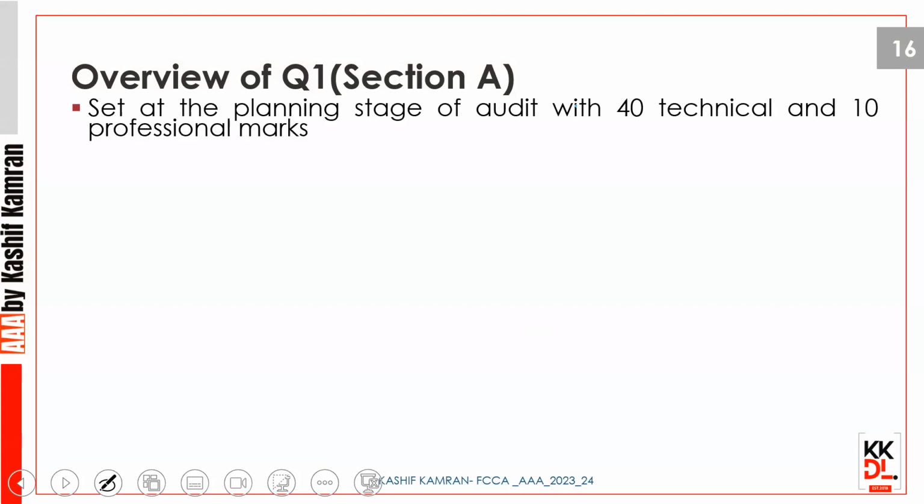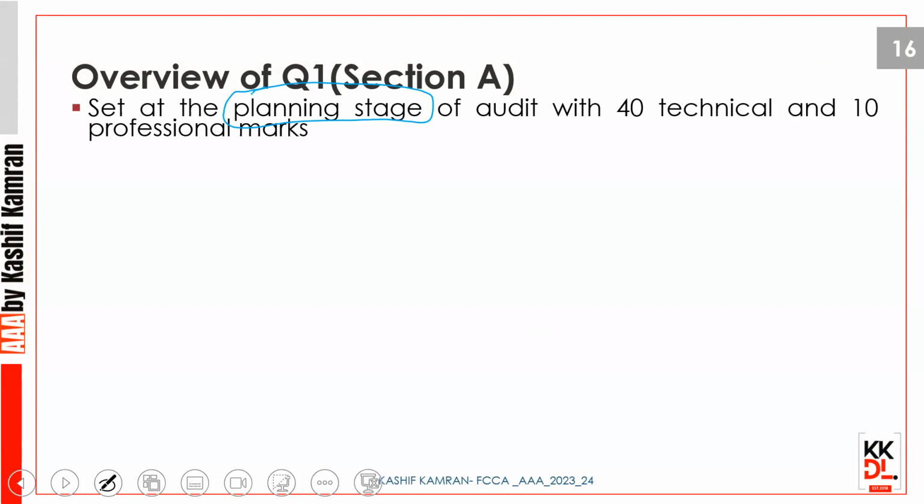Set at the planning stage of the audit with 40 technical and 10 professional marks. So the question number one is set at the planning stage of the audit. And because it's set at the planning stage of the audit, syllabus area D becomes very important, because the syllabus area D is planning and the audit of the historical financial statement. You know, the audit starts with planning. That's fundamentally the first stage of the audit cycle, planning the audit.